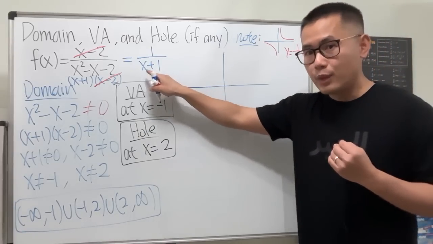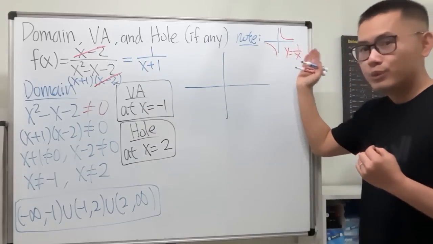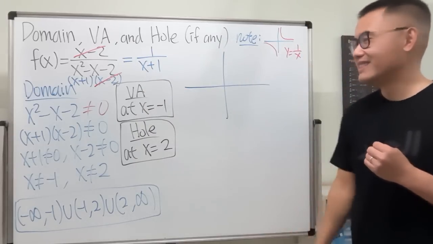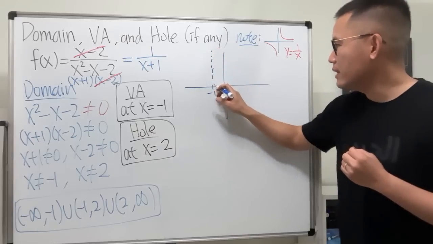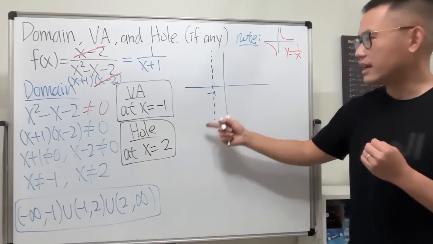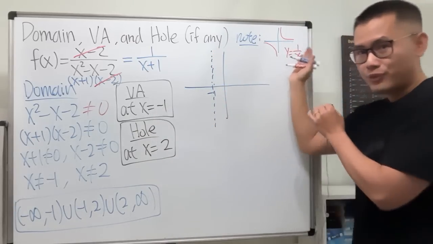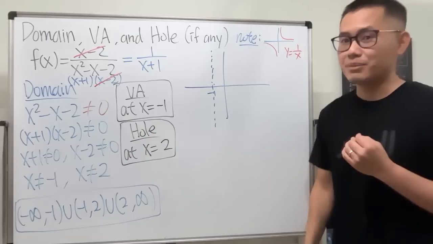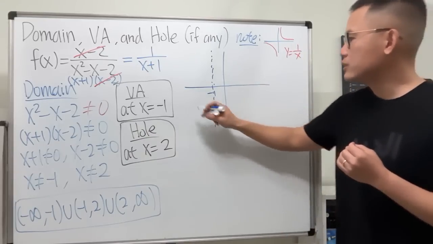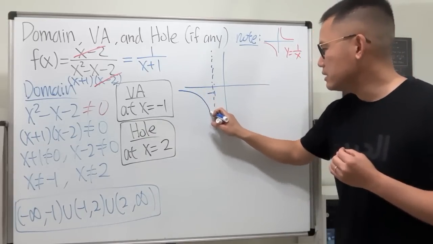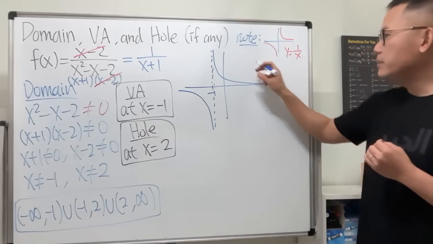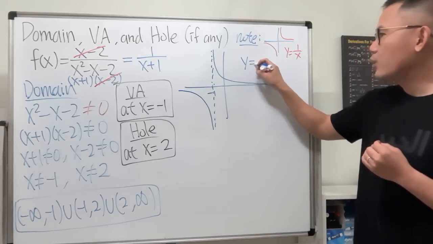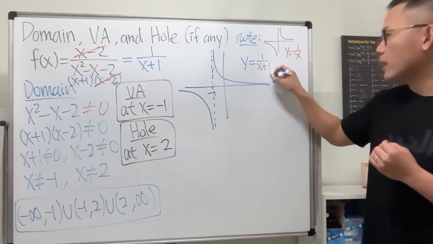When you add 1 directly to the x, you are going to move the graph 1 unit to the left. So you have a vertical asymptote at negative 1. And that's exactly what we said right here, right? We move the graph 1 unit to the left. And you still have the same shape, like this and like that. Let me just write this down: y equals 1 over x plus 1.